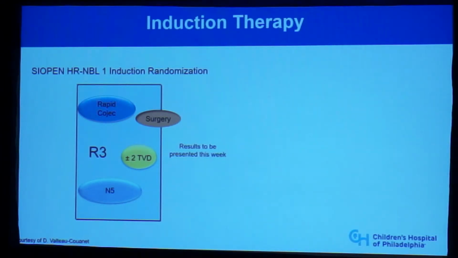which has a different combination of intense multi-agent chemotherapy. And in the R3 randomization in the high-risk neuroblastoma study, the last high-risk neuroblastoma study in Europe, this was the randomized question. Patients who did not have an optimal response at the end of their planned induction could go on and get additional cycles of therapy plus surgery. And the results of that randomization will be presented later this week. So stay tuned for that.